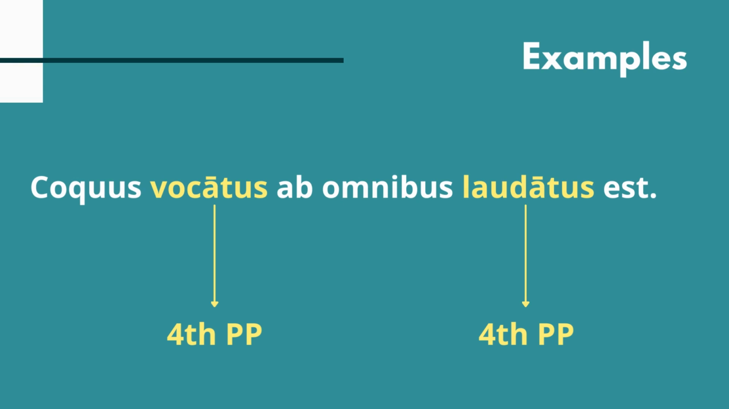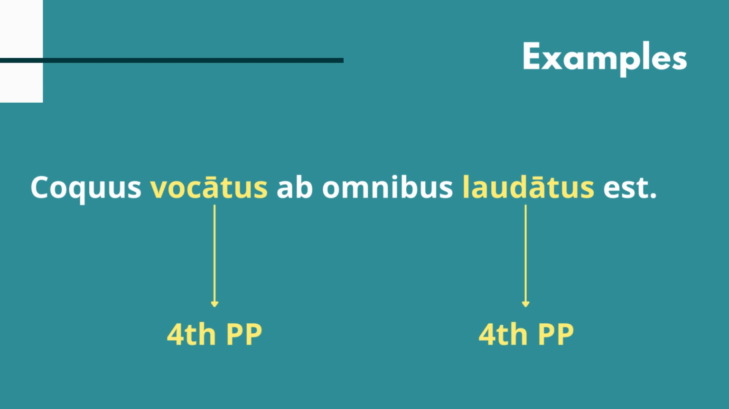But I think it's easiest to see it in action, right? So here we have a sentence that comes from the Ecce story. You have quoquis vocatus ab omnibus laudatus est. You have two fourth principal parts happening here: vocatus and laudatus, right? So vocatus comes from vocare, to call, and laudatus comes from laudare, to praise. So they're both fourth principal parts, but they're being used in different ways.